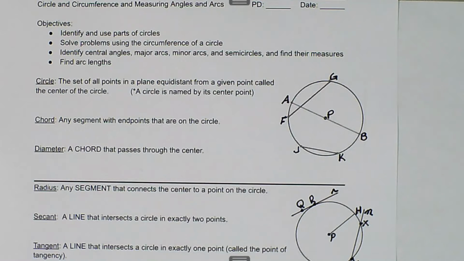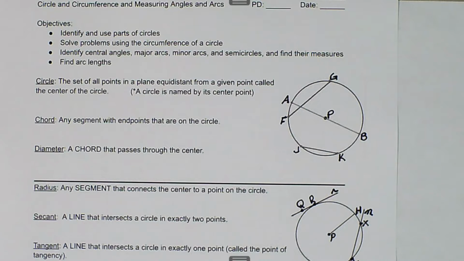We are talking about circle and circumference and measuring angles and arcs. In the objectives, we have identify and use parts of a circle, solve problems using the circumference of a circle, identify central angles, major arcs, minor arcs, and semicircles, and find their measures and find arc length. So start with the definition of a circle.